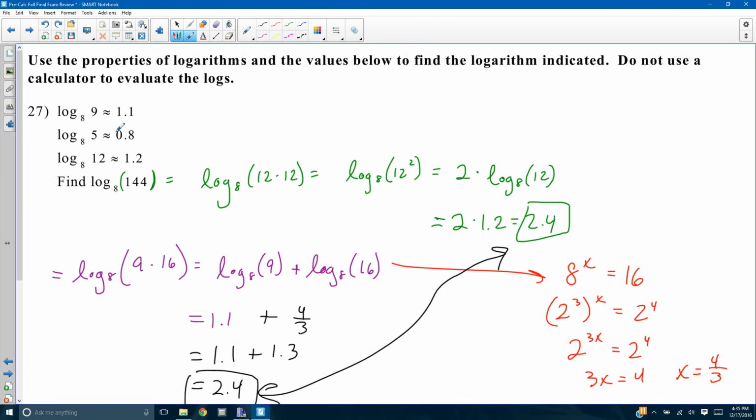I didn't use log base 8 of 5. Is it there for any particular reason other than to stump you? Maybe. Maybe there were some more partial problems to try with it. But this one was not used, not needed. I'm trying to think if I can use it in a certain way. I don't know. Maybe not.